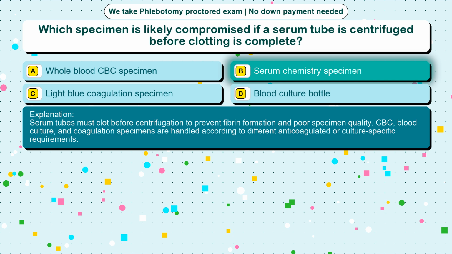Serum tubes must clot before centrifugation to prevent fibrin formation and poor specimen quality. CBC, blood culture, and coagulation specimens are handled according to different anticoagulated or culture-specific requirements.